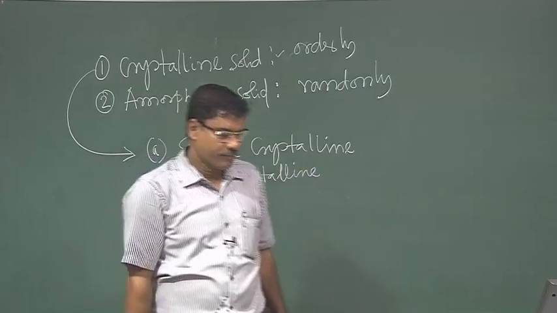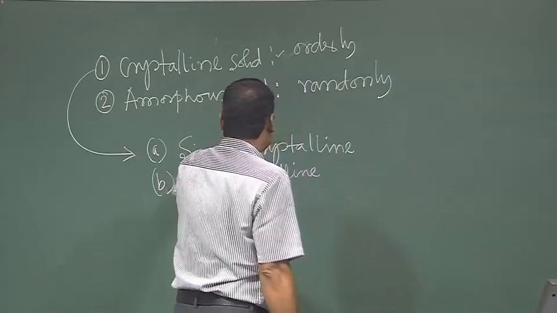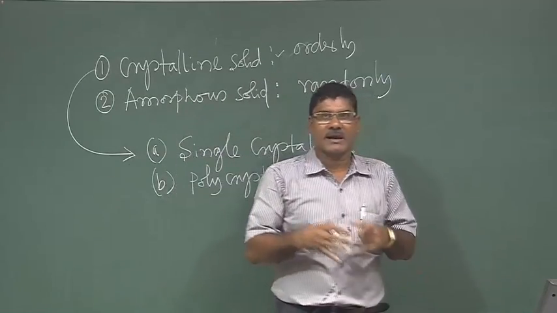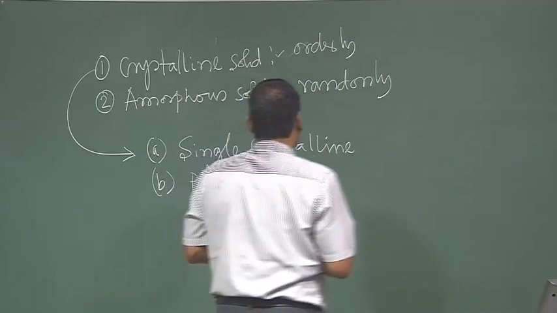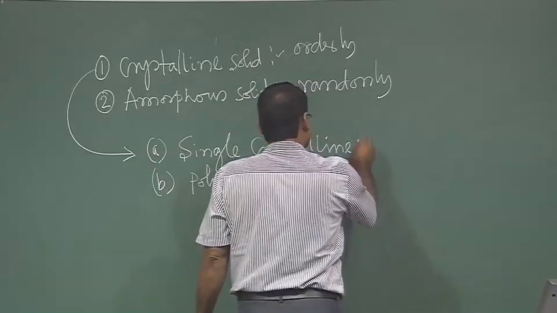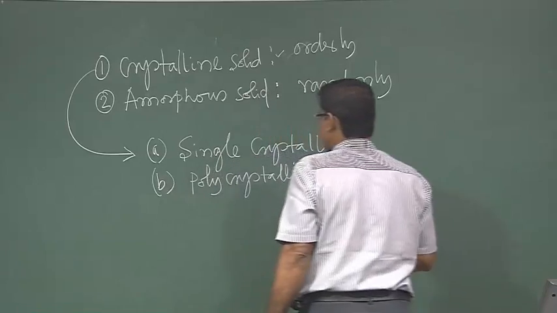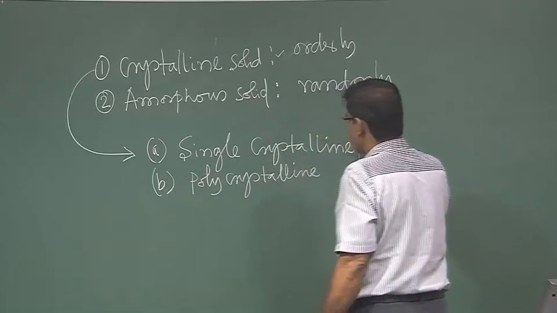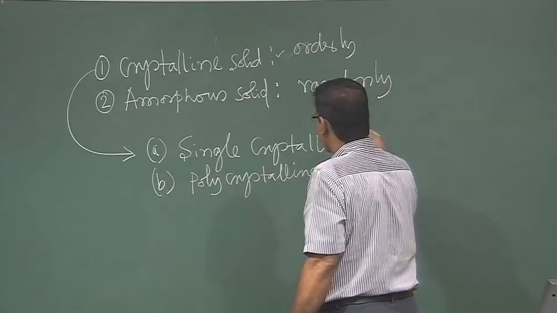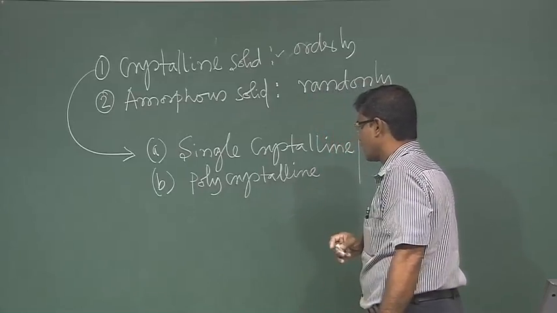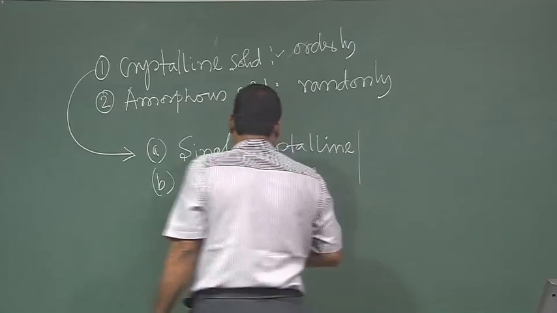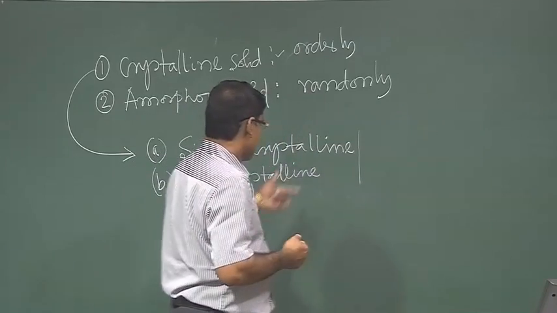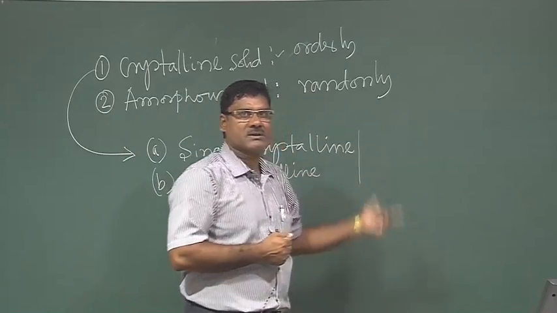Polycrystalline solid. So, both are crystalline, that means atoms are arranged orderly in the solid. The difference between these two is that single crystalline has long range ordering of the atoms in the solid, and polycrystalline has short range ordering of the atoms in the solid.